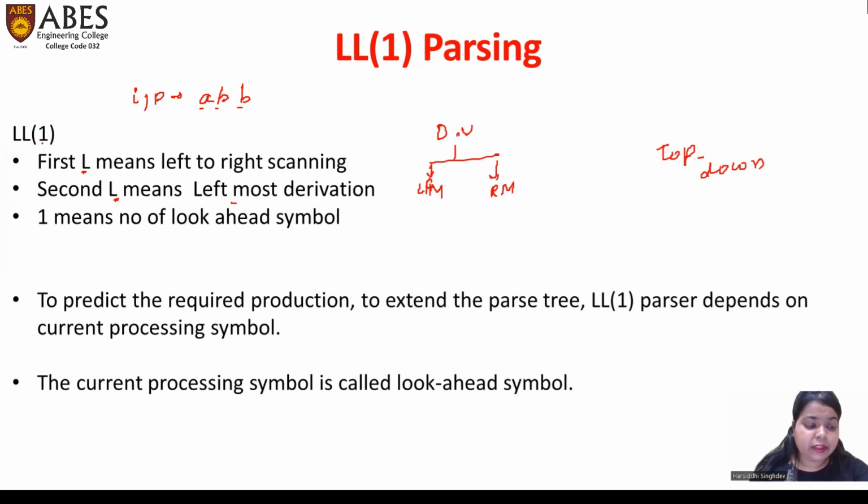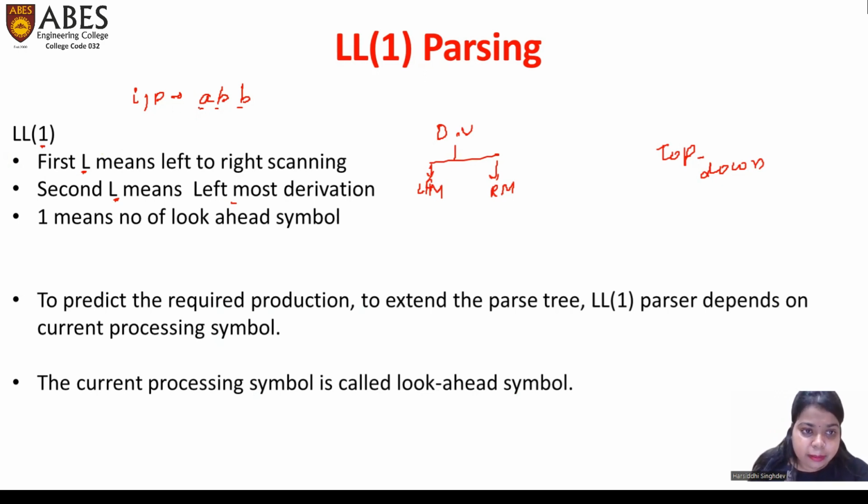And the 1 means we are going to see one symbol or one input at a time. For example, if we want to scan the input, we don't scan the input in one go like abb. First, we see the a, then we check for the production. After that, we see the small b. That is, one by one, we see the input.